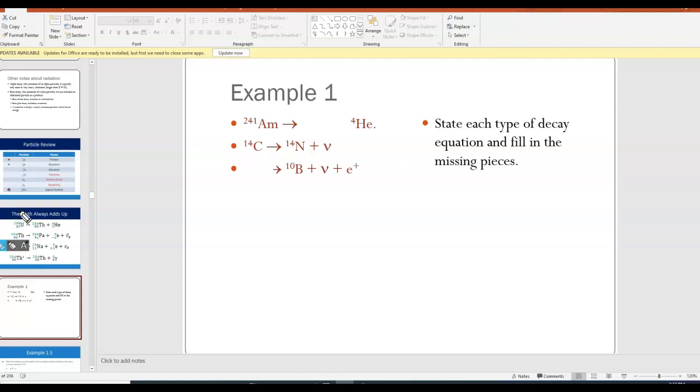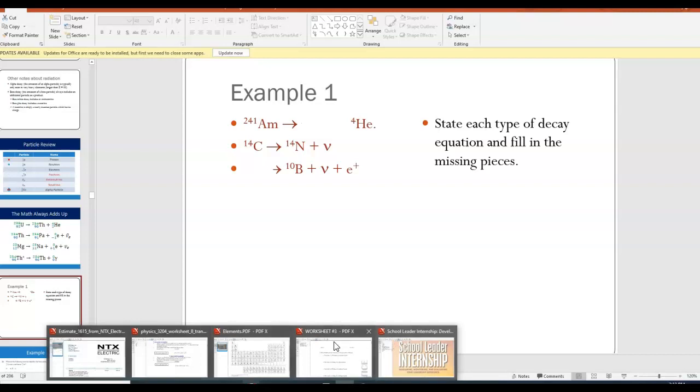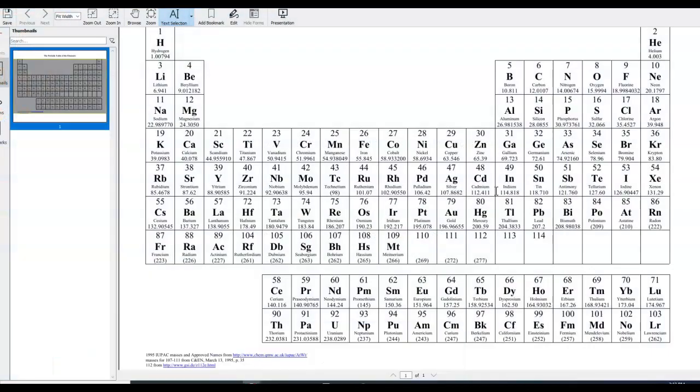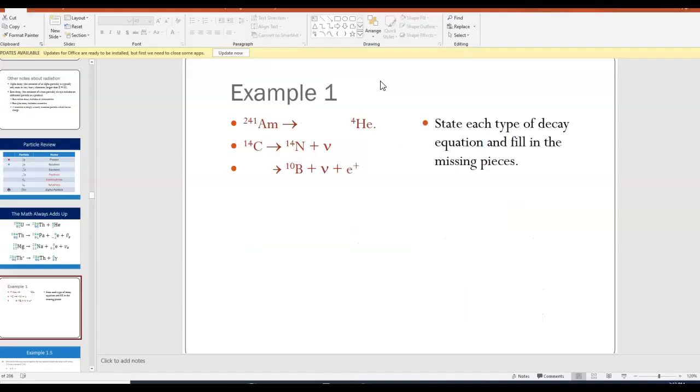Okay, so just really quickly, to state each type of decay equation and fill in the missing pieces. Okay, so I'm looking at this. AM, I don't know what element that is, so I'm going to go to my periodic table and I look for AM. I want to say that's americium, but I could be wrong. It is, it's atomic number 95. Okay, and so that's going to be americium 241, atomic number 95.